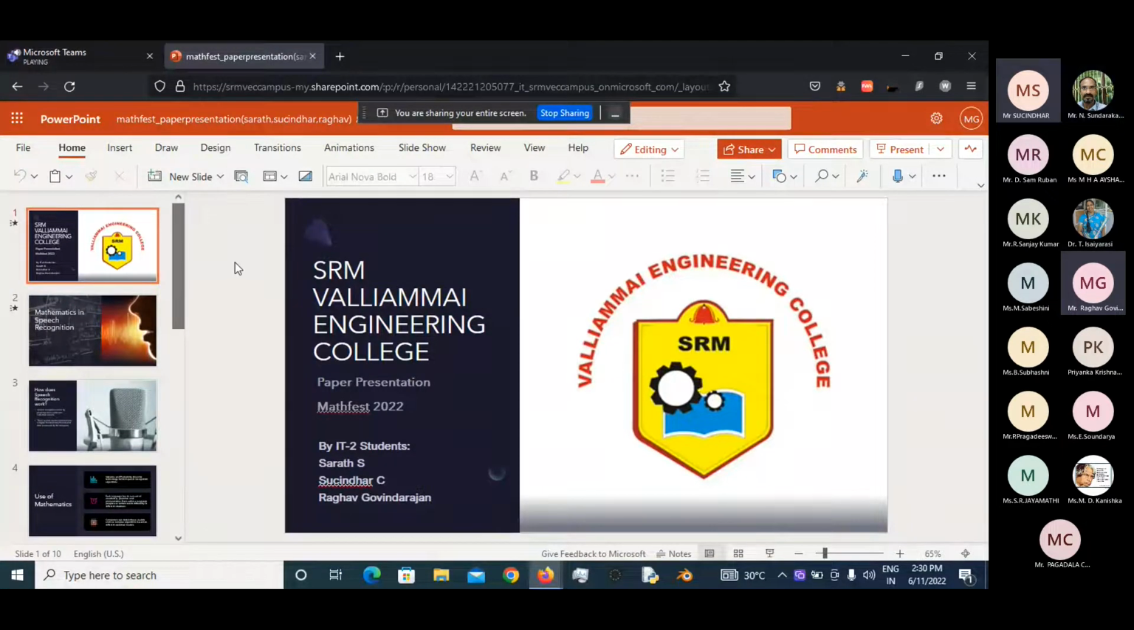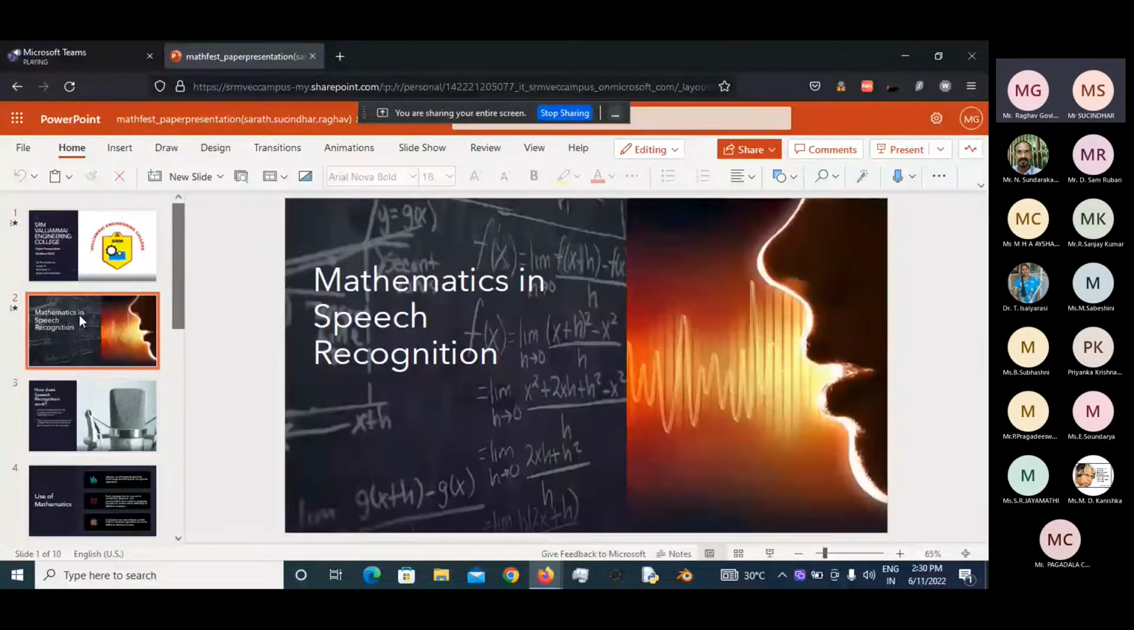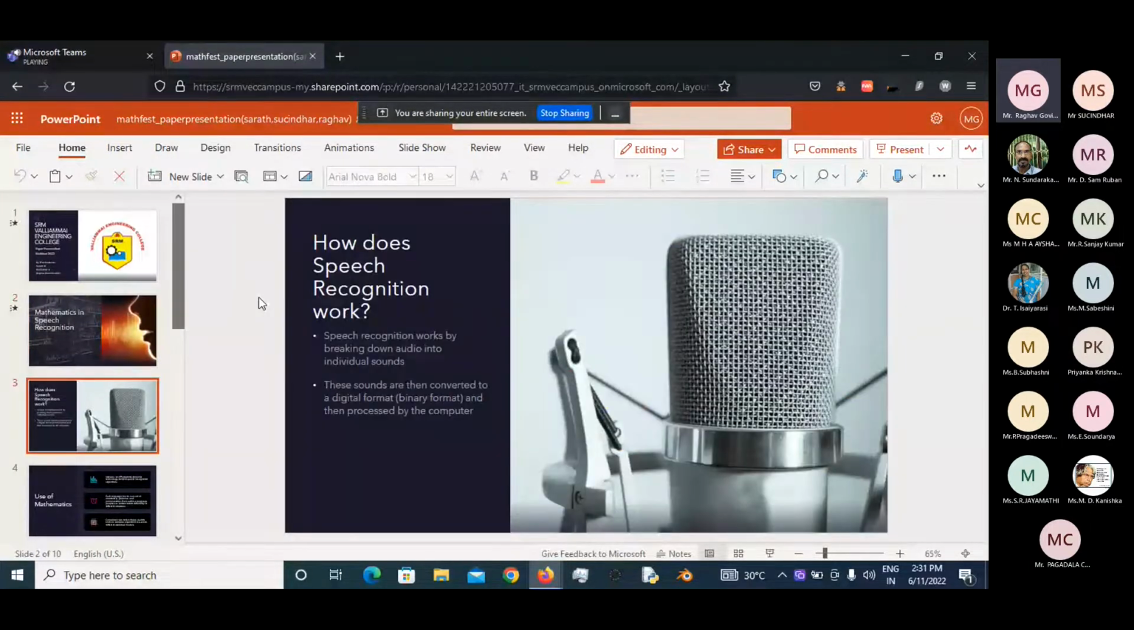Good afternoon to one and all. We IT students Raghav Govindarajan and Suchinder will present on the topic of the usage of mathematics in speech recognition. So, let us start with a simple question. How does speech recognition work?